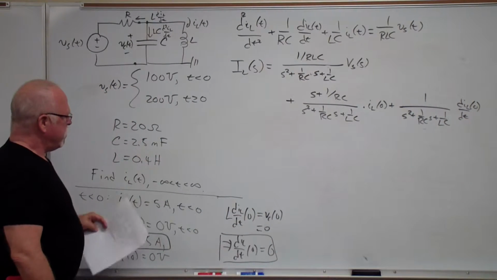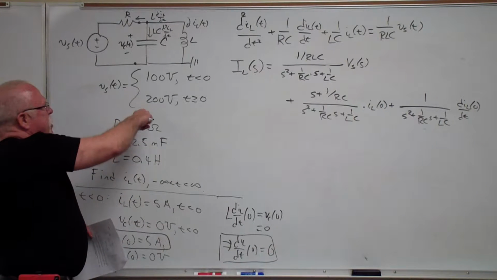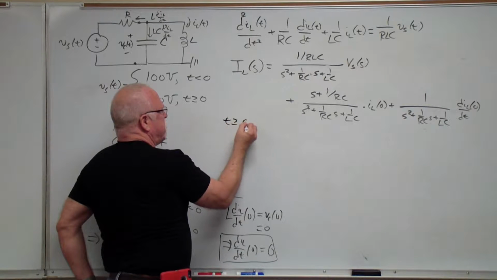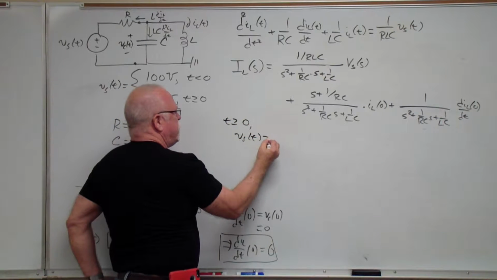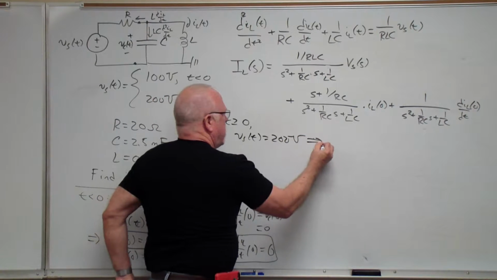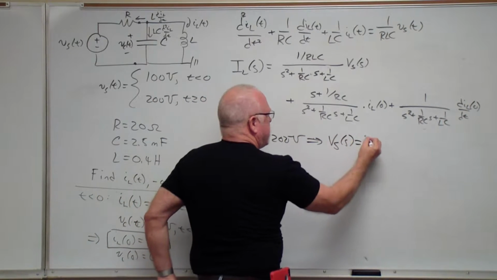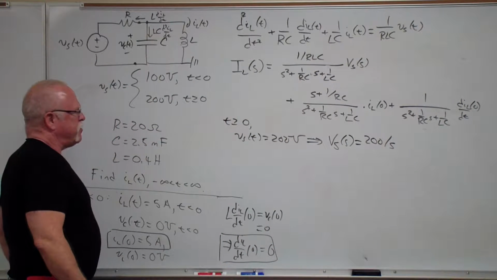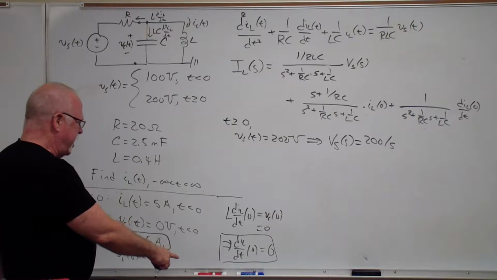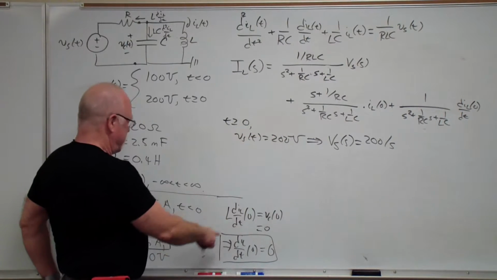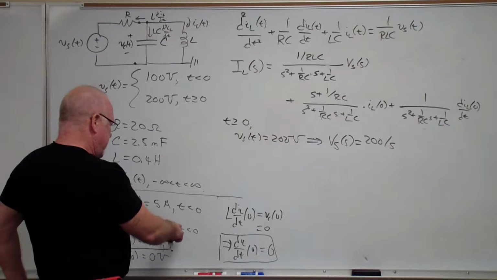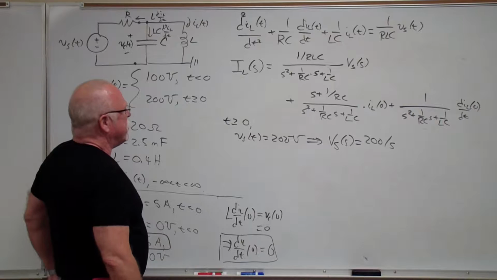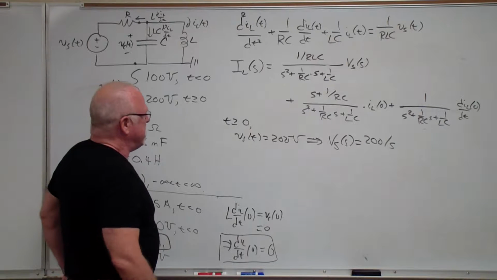So we need to find the transform of the input, which is 200 volts, and that's easy. Vs of t, for t greater than or equal to 0, equals 200 volts. So V sub S of S is 200 over S because the input's constant; we transform constants to 1 over S. Now we can apply our initial conditions, and luckily one of them is 0, so that's going to make that second term go away. The other one is 5 amps, so that's going to turn into a 5 there.